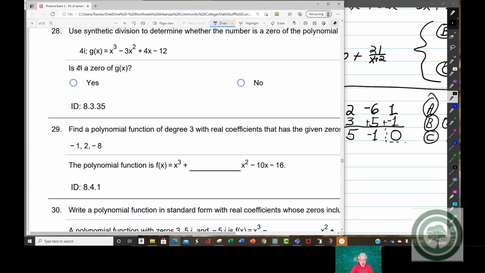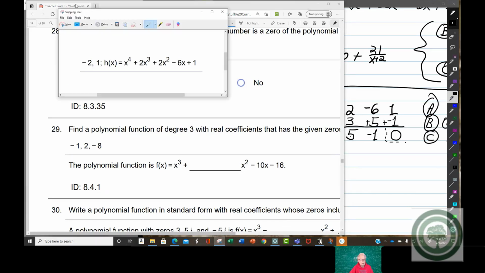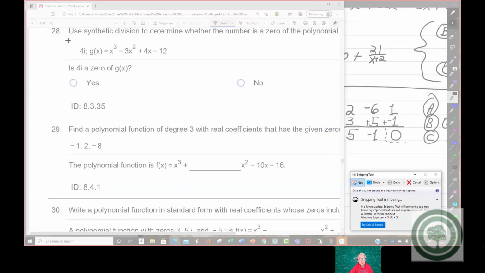Now, ooh, this is hard. Who would have assigned this to you? What kind of monster? Me. I had to do this when I was a student, so.